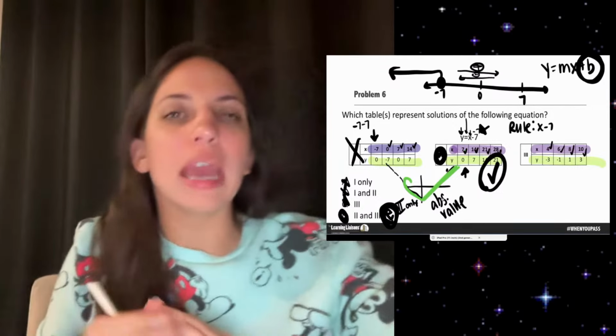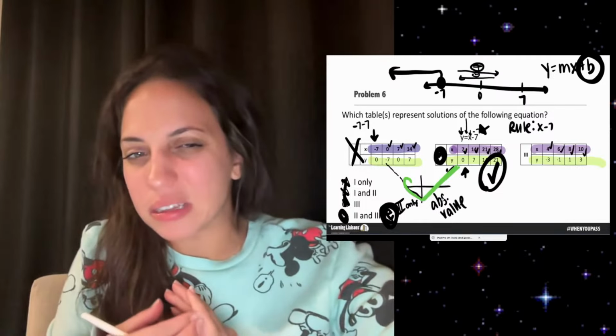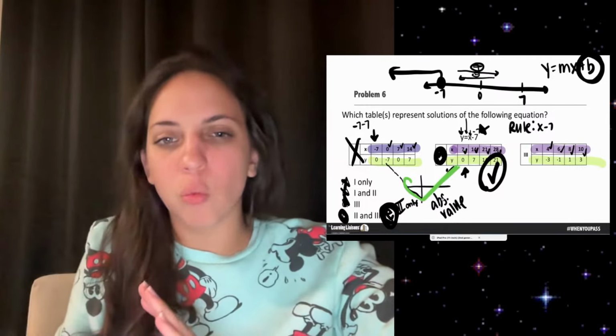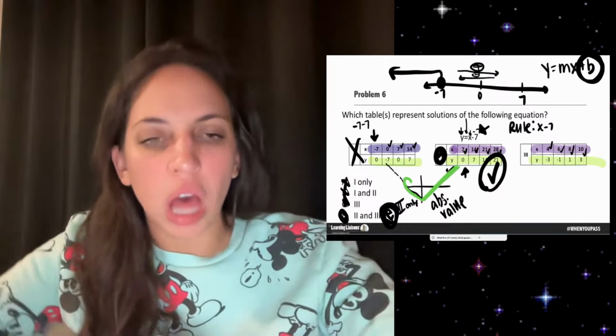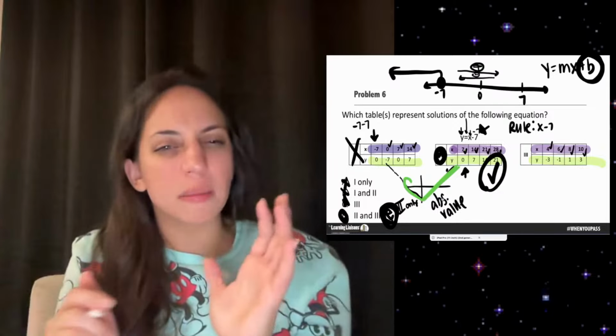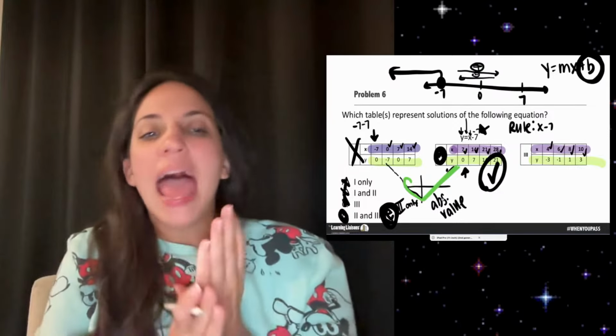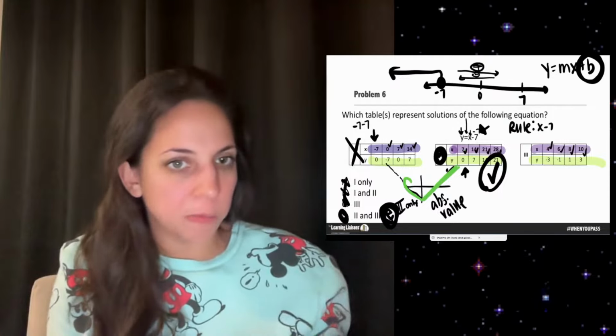We weren't looking at it through the lens of y equals mx plus b. Does that make sense? So if you're looking at it through y equals mx plus b, it would be 2 only. If you're looking at it through the rule of x minus 7, it would be 2 and 3. And so you just need to make sure that you're looking at it through the right lens. And if that was the case, the test would only have one correct answer.